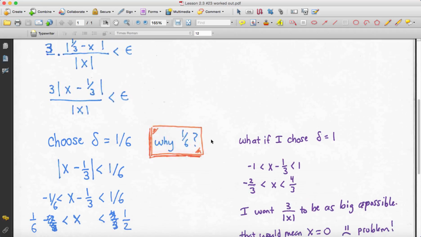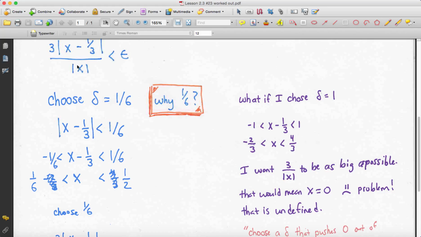Now the goal is to make 3 over the absolute value of x as large as possible so that when we divide that large number to the right hand side, something small divided by something large is something even smaller. Now here I'm going to choose delta equals 1/6. Why? Well, I'm going to explain why, but I'm going to explain later. So let's follow the choosing of delta equals 1/6.